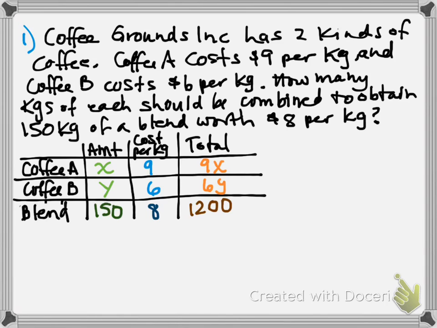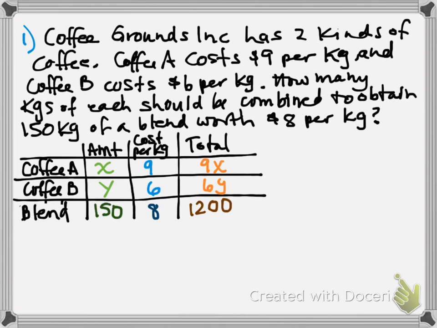150 kilograms, dude, is a lot. Well, it's 2.2 pounds per kilogram. Okay? It's a lot of coffee. It's over 300 pounds of coffee.